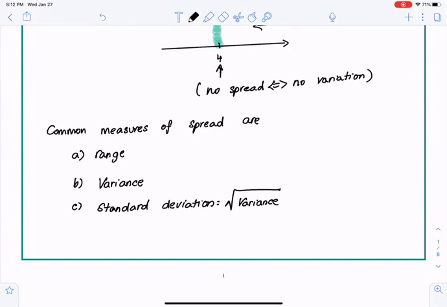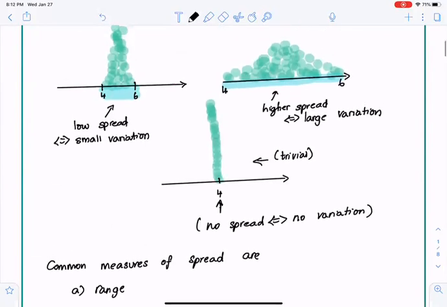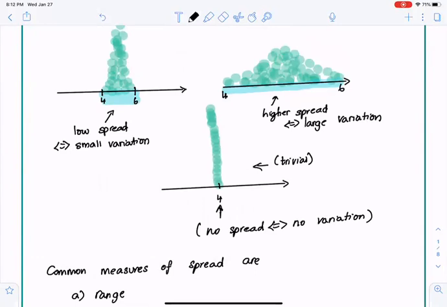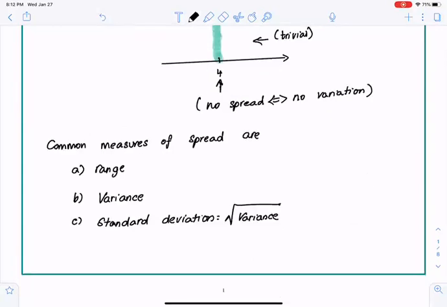So what is the range? When I explained variation, I shaded between 4 and 6. And I did the same for a higher spread also. So I pretty much measured the distance between the minimum value and the maximum value of data. So range is measured as maximum minus the minimum of the sample. That is the largest value of the sample minus the smallest value of the sample.